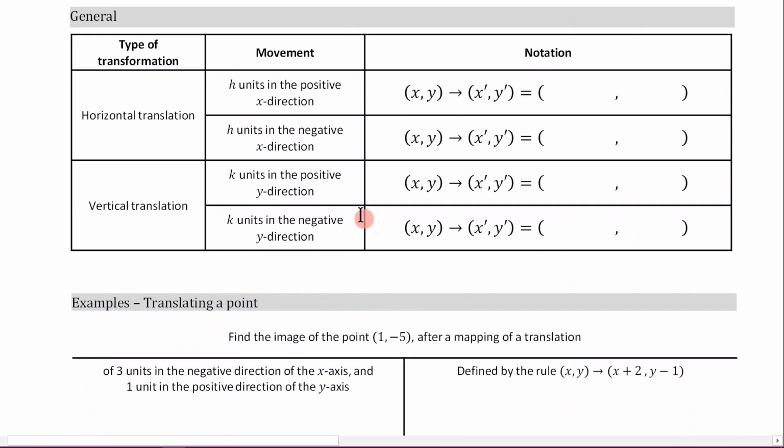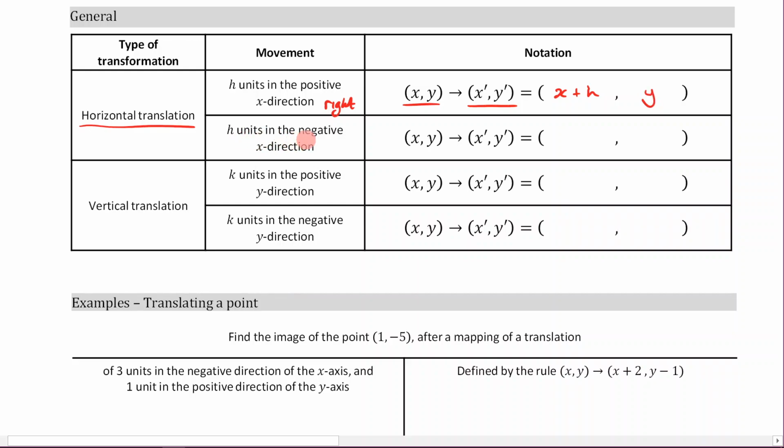Okay, let's keep on going. And let's fill out this table here. So this is, again, just getting our head around this notation. So the type of transformation that we're going to look at first is our horizontal translation. And if it's h units in the positive x direction, that means we're going right. So let's just put that there. And if we were now to write that in terms of this notation, so we're starting with our original point, xy. This is our new point, x dash, y dash. If I'm going h units in the positive x direction, what is my x dash going to be equal to? Well, it's going to be x plus h. And what's my y dash going to be equal to? Well, it's just going to be equal to y because it's not moving.